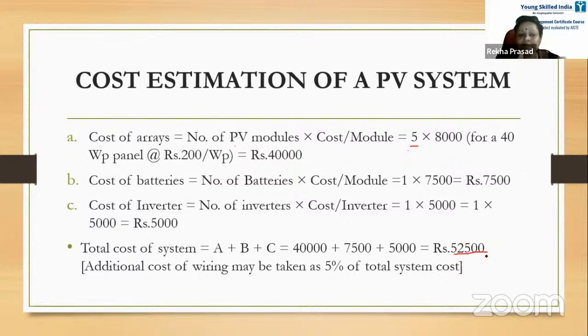Because in the cost, you'll be taking the cost of arrays, the cost of batteries, the cost of inverter, everything, because these are the components of a solar plant. So you have to take the total cost into consideration. And another additional cost of wiring may be taken as 5% of the total system cost. So 52,500 plus 5% of 52,500. That will be the cost for wiring. That is an estimate.